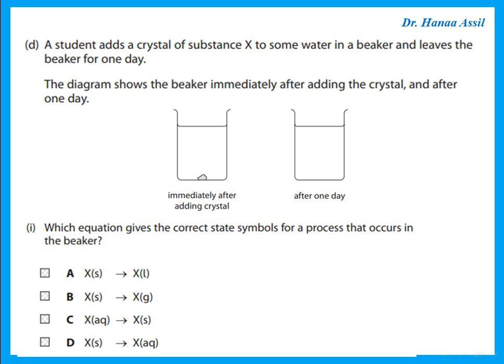A student adds a crystal of substance X to some water in a beaker and leaves the beaker for 1 day. The diagram shows the beaker immediately after adding the crystal and after 1 day. Which equation gives the correct state symbols for a process that occurs in the beaker? Now, what is happening in the beaker? He has a crystal at the bottom of the beaker. What is going to happen?